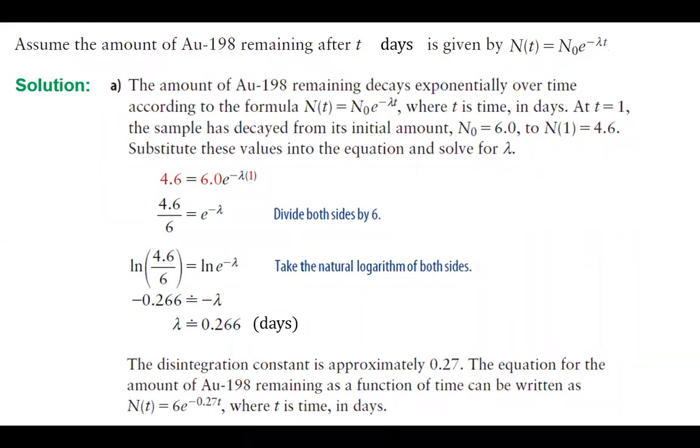So we have this equation, 4.6 equals 6.0 times e to the negative lambda times 1, right? Therefore, solving this equation will give us lambda is approximately 0.266. So the disintegration constant lambda is approximately 0.27. The equation for the amount of AU198 remaining as a function of time can be written as N(t) equals 6 times e to the power of negative 0.27t, where t is the time in days. Do you have any questions? This is how we can solve the coefficient lambda, which is called the disintegration constant. Any questions? No?